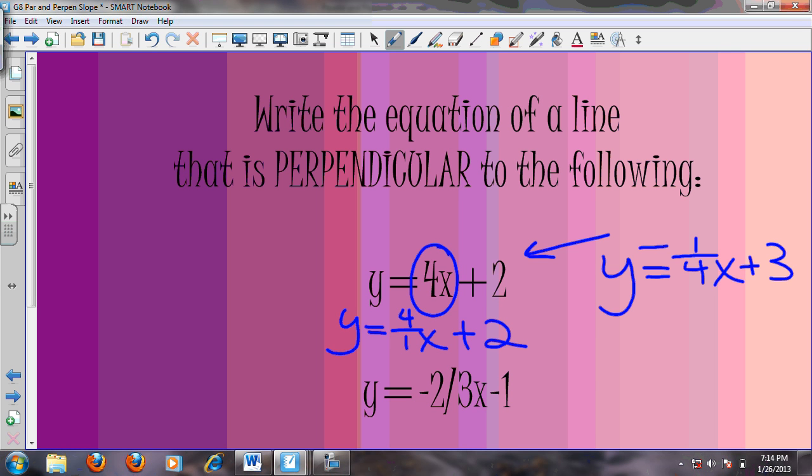How about y equals negative 2/3 x minus 1? First you take the slope and you flip it. 3/2 x, and then you make it opposite. It was negative, so it's going to be positive. And we can even leave it minus 1. It can have the same y-intercept. Then we're going to have perpendicular lines. Okay?